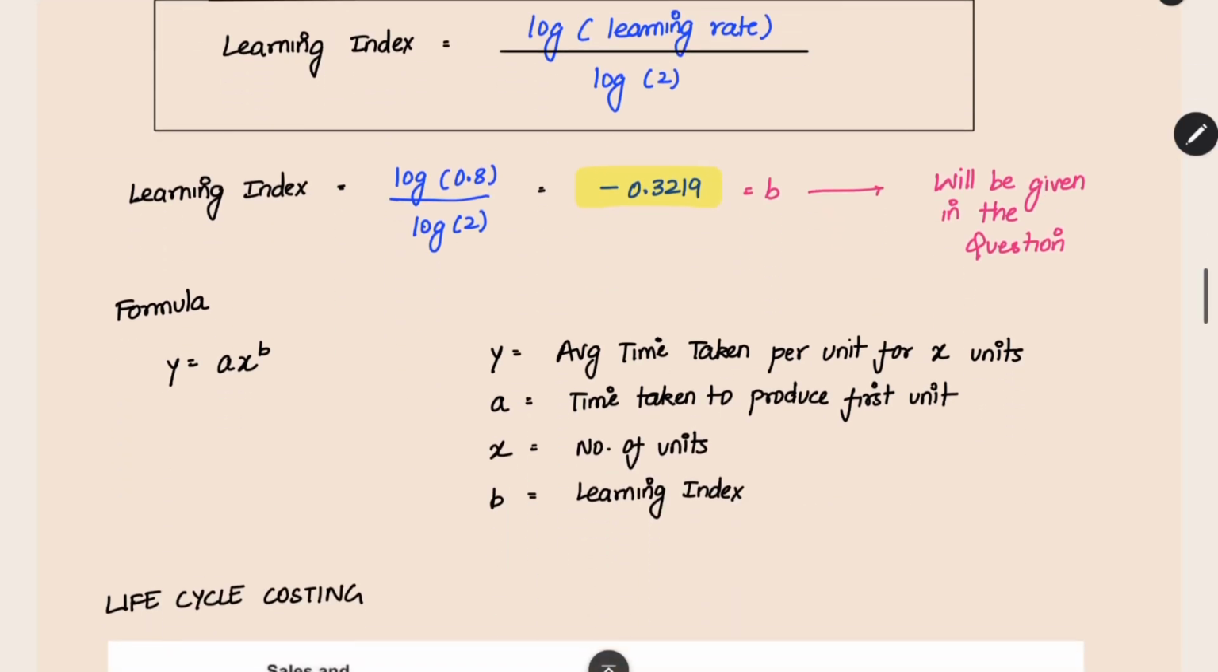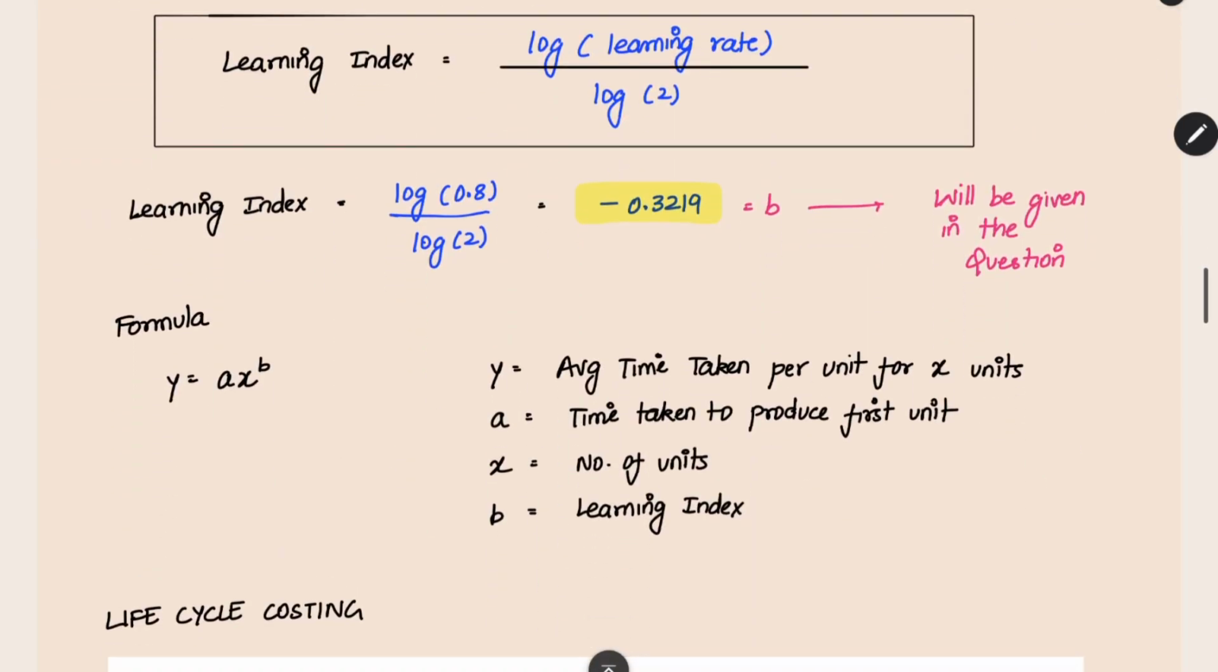Okay. Now next, what we have to do? We have to find out the answer using a formula. The formula is Y equals a x to the power b. This formula you have to remember. This is very important. There are many questions regarding this formula and this type of questions. In this, what are the different terms? What is the meaning of x? X is the number of units. How many units you want to produce? That is what X is. Then b is the learning index, already given in the question. This number will be given in the question.